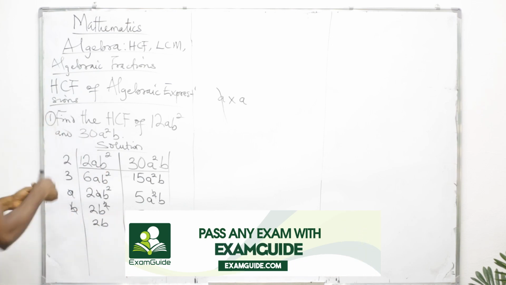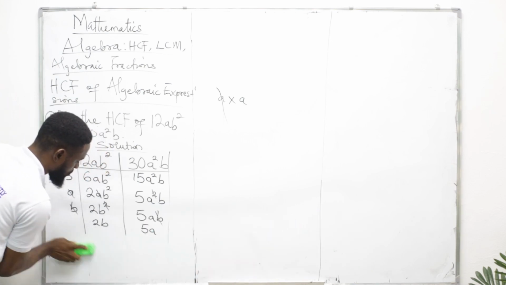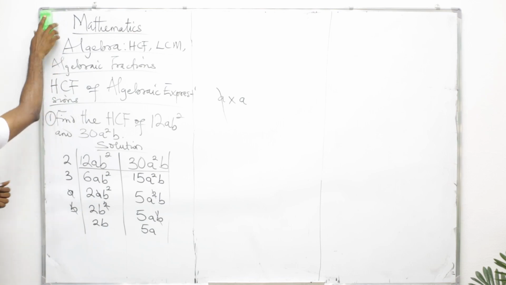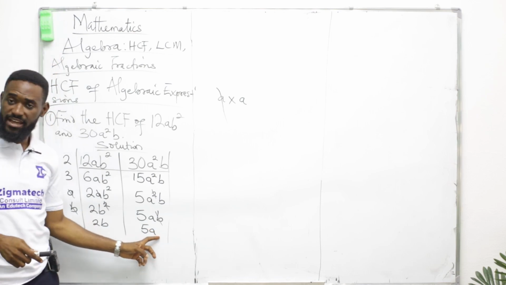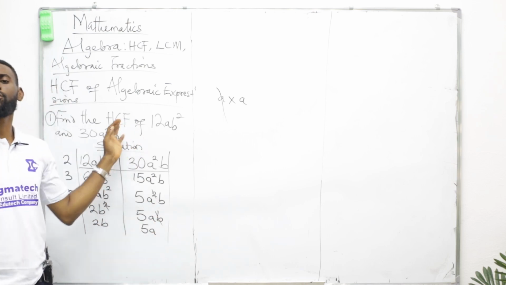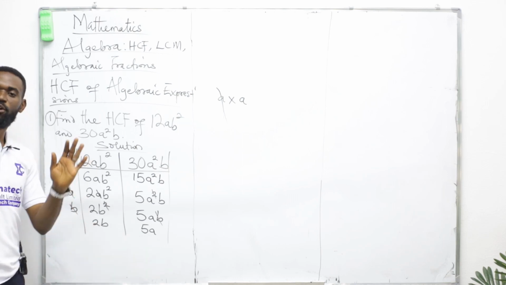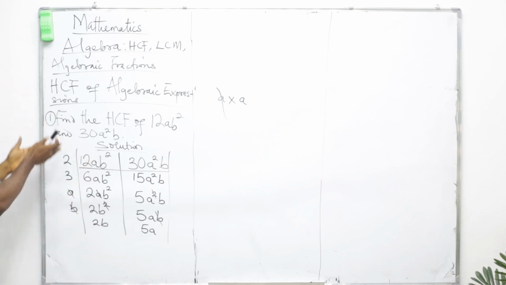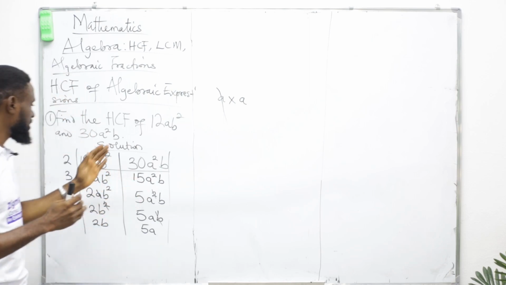Now, at this point, we have 2b and 5a. There is nothing common apart from 1 between them. So because of that, we have arrived at getting our HCF for this expression.